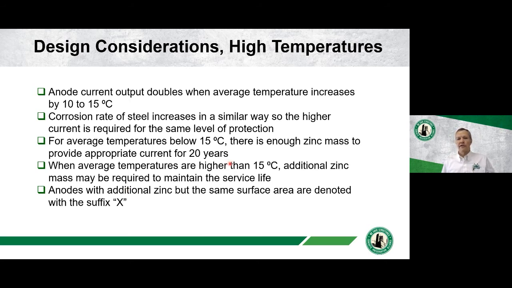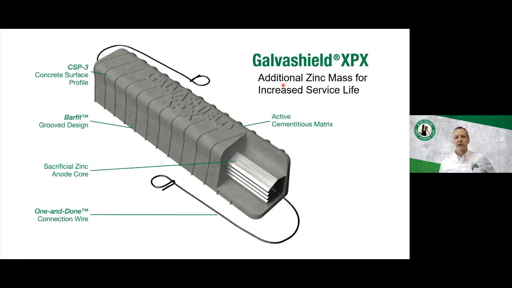And we do have higher zinc content anodes available if desired. GalShield XPX is an example of that. This is essentially a similar performance anode as GalShield XP4, but with twice as much zinc. The same surface area, so the same performance characteristics, but twice as much zinc, and specifically intended for use in high temperature and high corrosion applications.